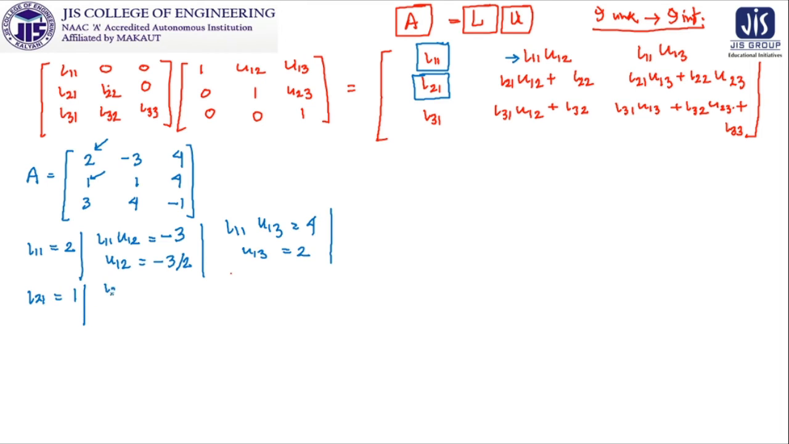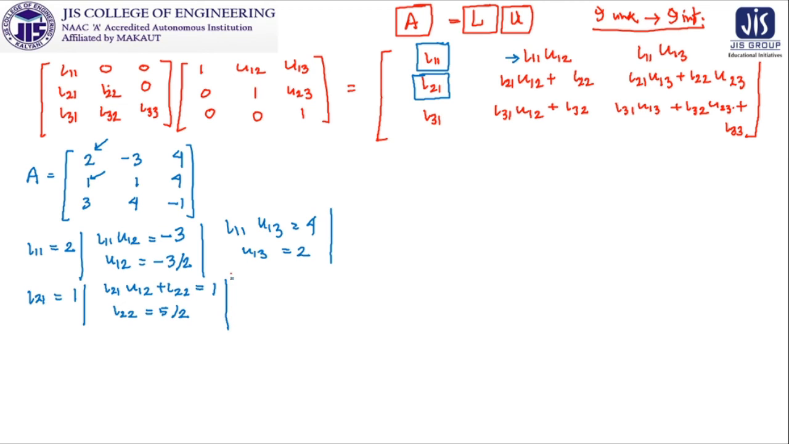After that, L21 times U12 plus L22 is equal to 1 because of this one. Now look at this, L21 is known, U12 is known. So from this, I will get L22 after a simple calculation. We will get it as 5 by 2.